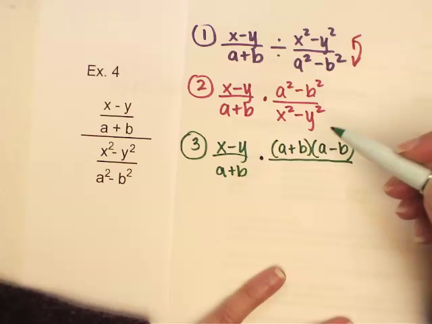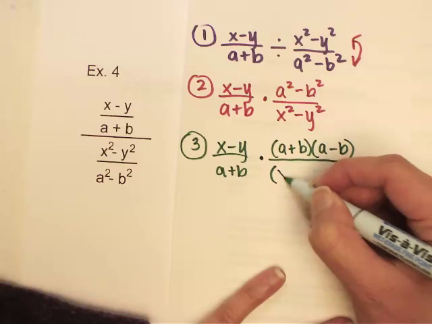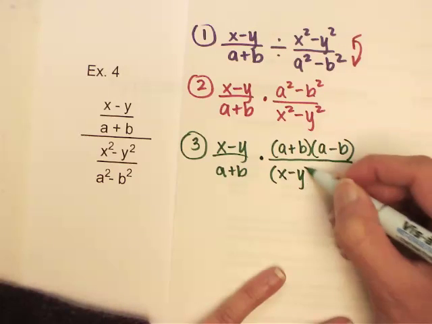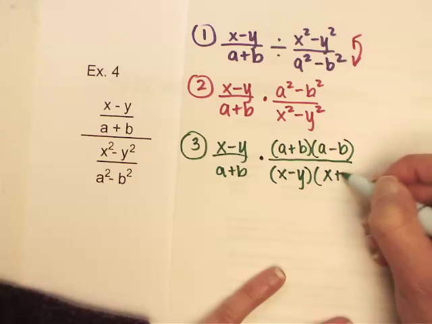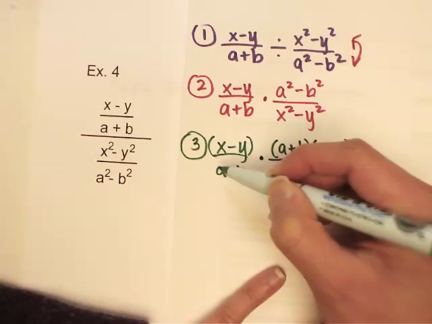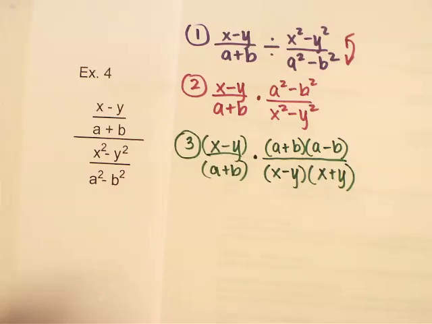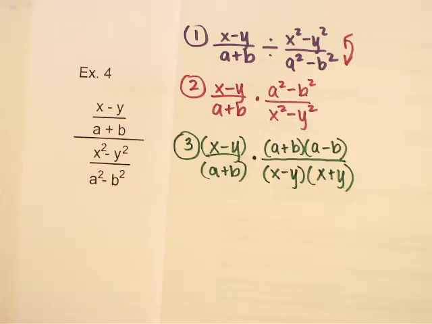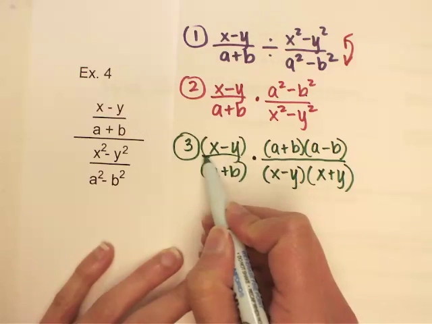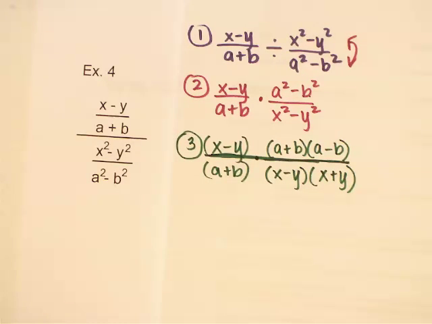X squared minus y squared is also a difference of squares. So that can be rewritten as x minus y times x plus y. Okay, I'm going to go ahead and make sure that these are within the parentheses so we don't get confused about what we can and cannot cancel out. Okay, so we can go ahead and extend that bar, and then we can cancel out any common factors.